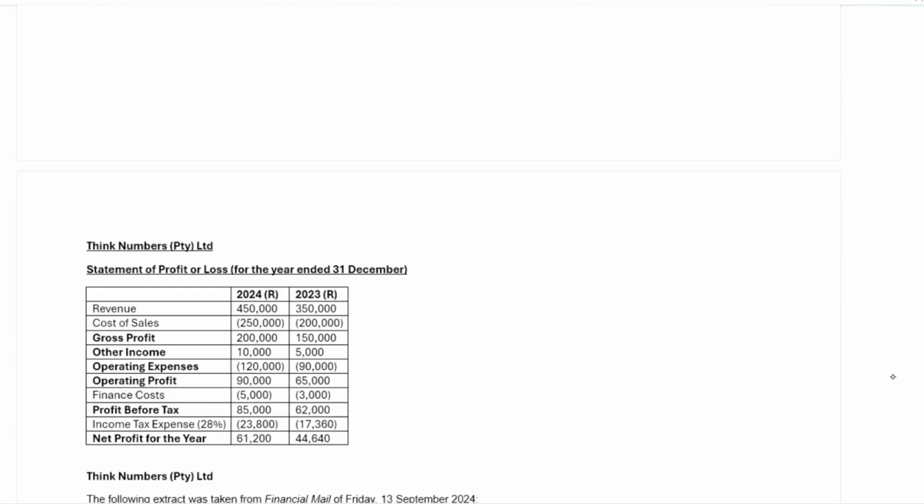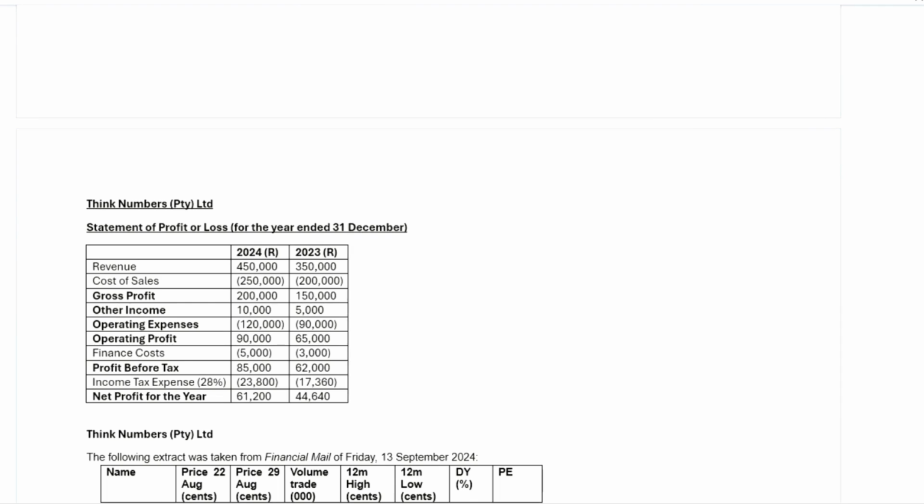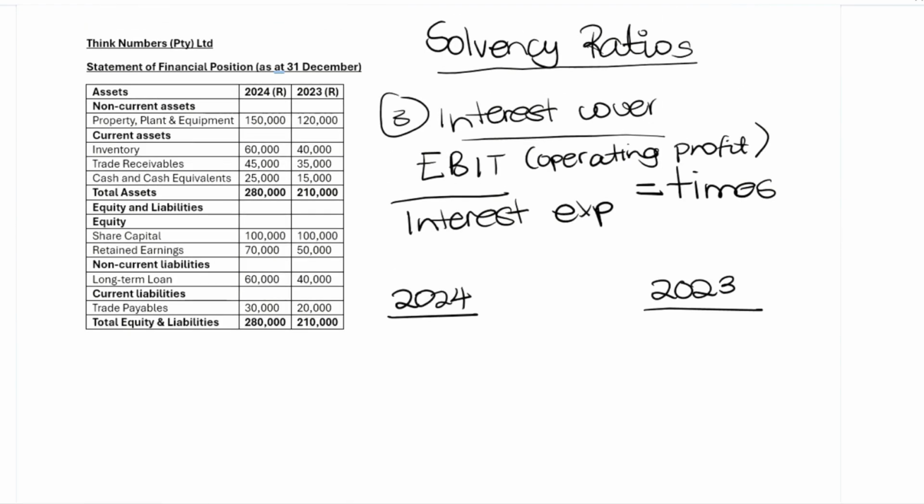Our earnings before interest and tax, according to our statement of profit or loss, were as follows. If I scroll down here, as you can see highlighted in bold, operating profit was 65,000 in 2023, whereas in 2024 it was 90,000. So let's go back up, and we're going to write our operating profit for both years. In 2023, it was 65,000. In 2024, it was 90,000. And we're going to divide this by our interest expense.